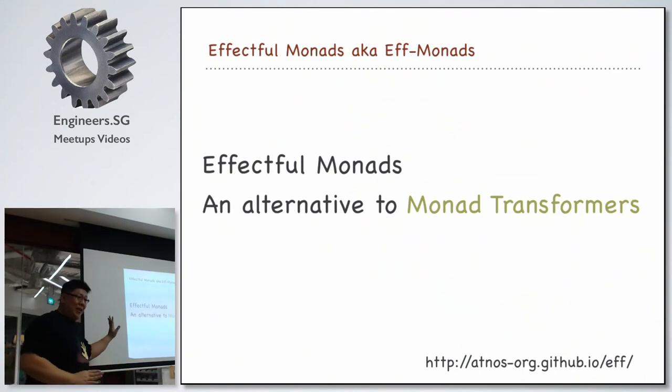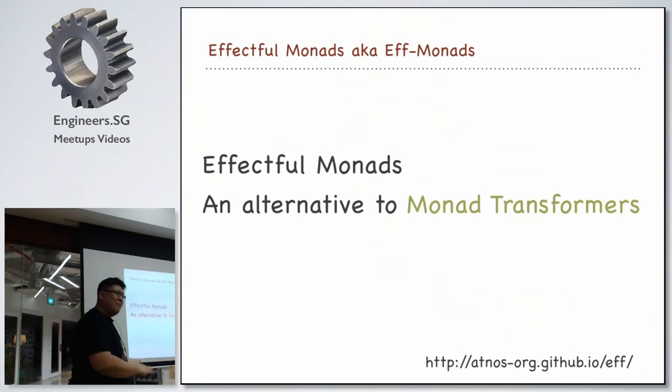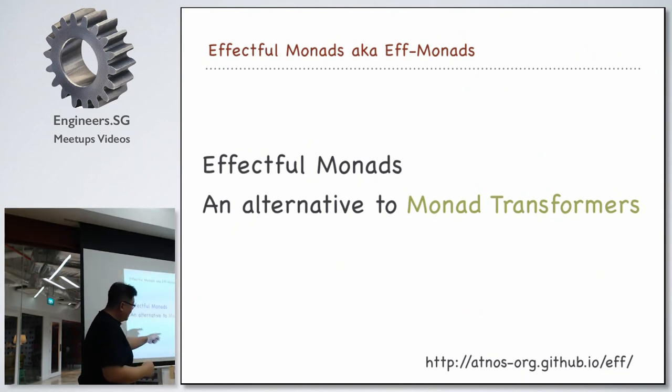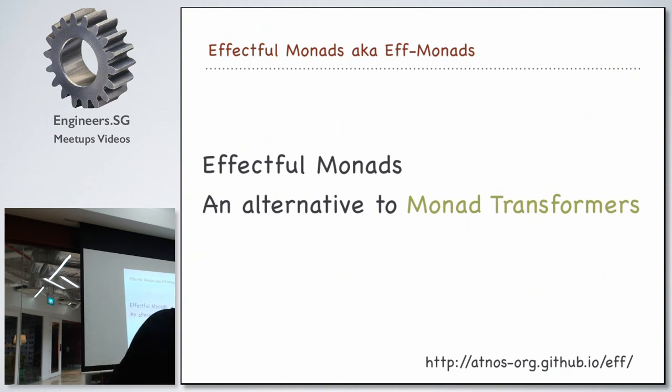I don't like to do it that way, so I found another way. It's called the Eff Monad. That's the link over there. I know Eric Torreborre is one of the key contributors to the project. It is an alternative to the monad transformers. Okay, what do I mean by alternative?